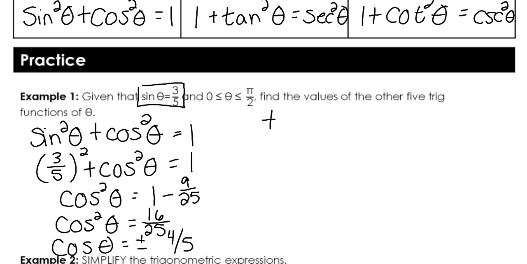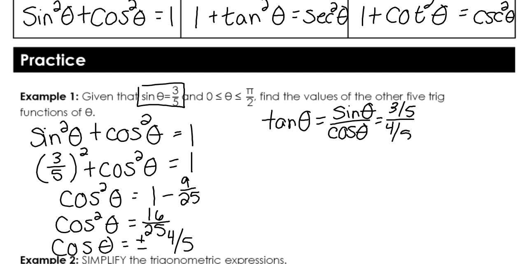Now we need to find tangent. So I know from my tangent identity that tangent is sine of theta over cosine of theta. So remember that from that first page that we talked about. Now I know from the problem that sine is 3/5 and cosine is 4/5. So when I divide those, I get 3/4. So tangent is 3/4. We've got cosine down here, and then we know sine from above. So I've got the three regular trig functions.